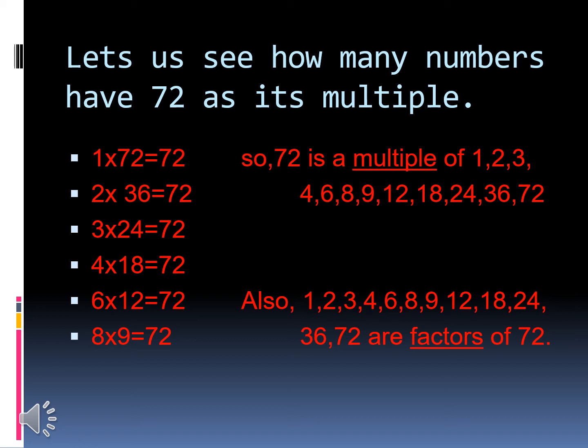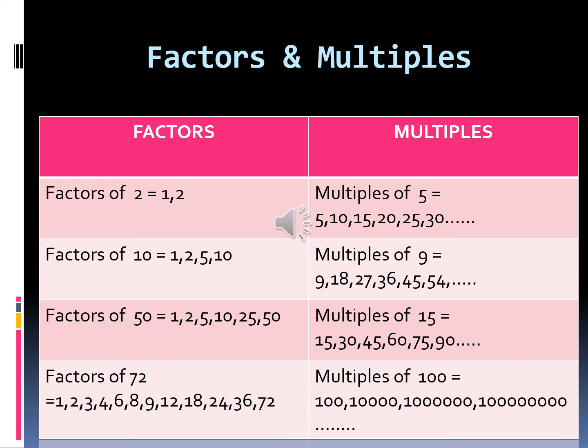72. Now let's observe a few properties of factors and multiples. On one side you are looking, we have written the factors of different numbers, and on the other side we have written the multiples of different numbers. Now let's start with the first example. Factors of 2 are 1 and 2, and multiples of 5 are 5, 10, 15, 20, 25, 30, right? So move on to the next example. Factors of 10: 1, 2, 5 and 10. Factors of 50: 1, 2, 5, 10, 25, 50. Factors of 72 we just studied: 1, 2, 3, 4, 6, 9, 8, 12, 18, 24, 36 and 72.